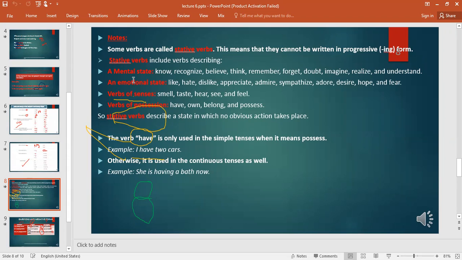Only the verb have has a certain rule, which is used in the simple tenses when it means possess. Have is used as its base form in simple tenses when it means possession: I have a car, I have a new mobile, I have a house. Okay? But when it is used as having something like having a bath, in this case, it is used in the continuous tense.